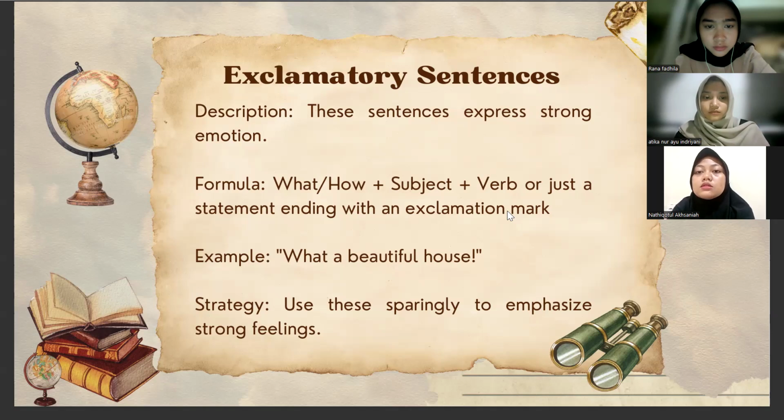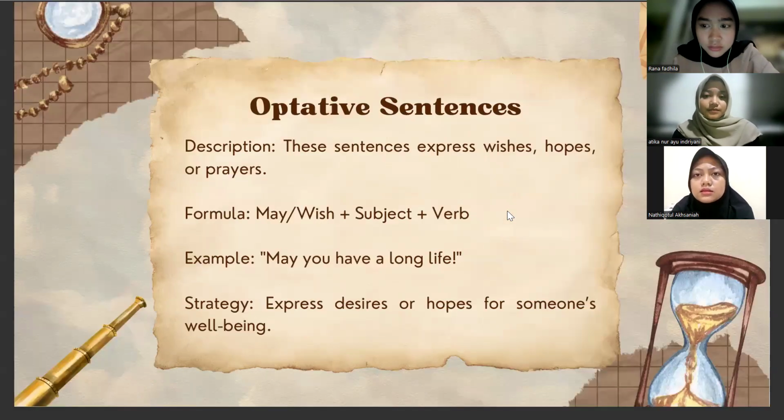For example, what a beautiful house. Beautiful is the subject and house is the verb, and at the end there is an exclamation mark. The strategy for exclamatory sentences is to use them sparingly and to emphasize strong feelings.